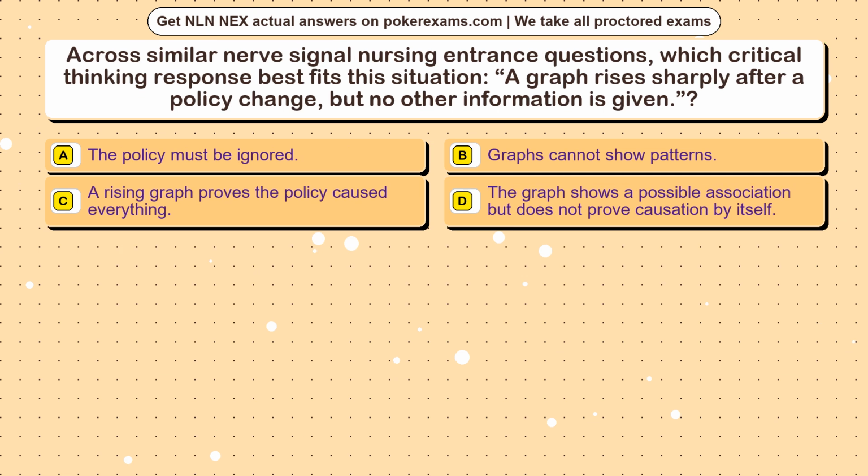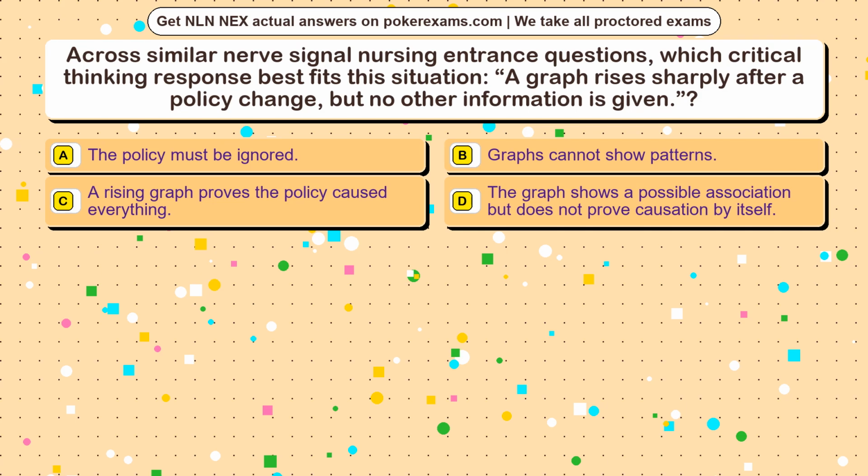Question 20. Across similar nerve signal nursing entrance questions, which critical thinking response best fits this situation? A graph rises sharply after a policy change, but no other information is given. Option A, the policy must be ignored. Option B, graphs cannot show patterns. Option C, a rising graph proves the policy caused everything. Option D, the graph shows a possible association but does not prove causation by itself.